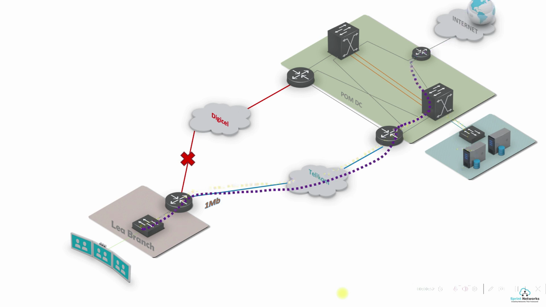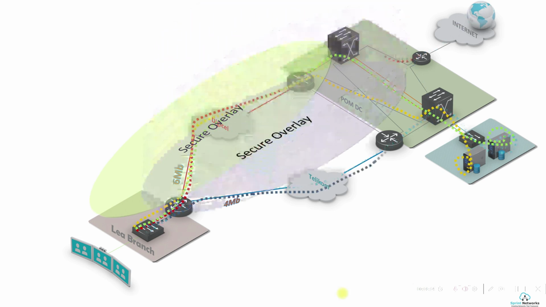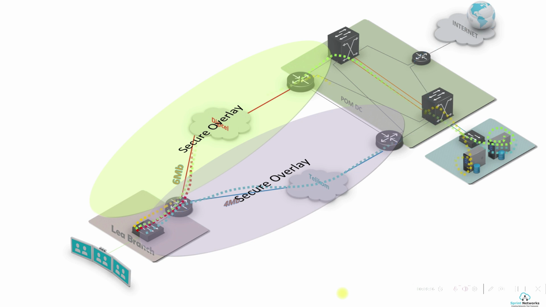Our first recommendation for the customer was to improve and increase bandwidth, as there is no substitution for a lack of bandwidth. So we increased the Digicel circuit to 6 meg and the Telecom circuit to 4 meg. Secondly, we introduced an overlay technology such as SD-WAN to aggregate both circuits and make use of 10 meg worth of bandwidth.